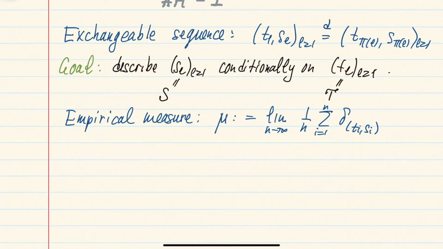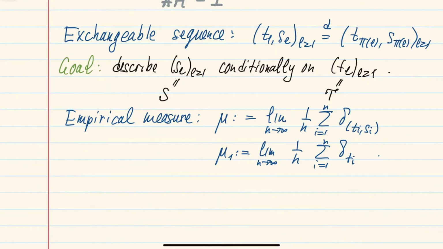Now, we will also need the first marginal of this measure, let's call it mu1, so this will be a limit of empirical distributions of the first coordinate. Of course, this mu1 will be just the marginal of the measure mu on the coordinate of t.